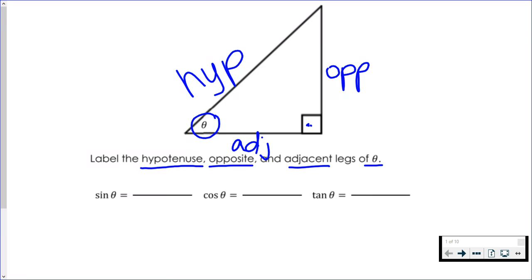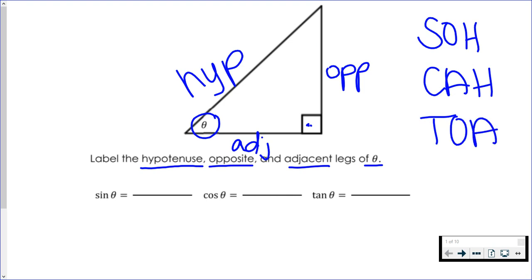Below this, we have our three trig functions. There are three other ones, but that's for a later time. We have sine, cosine, and tangent. You may have heard of SOH-CAH-TOA before. This is your shortcut for remembering the sine, cosine, and tangent formulas.